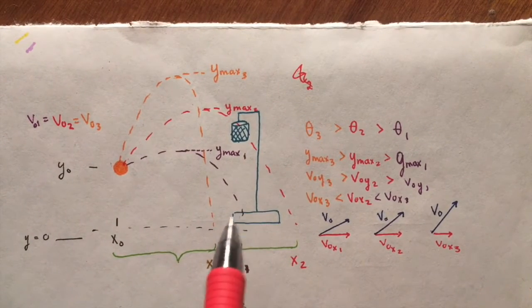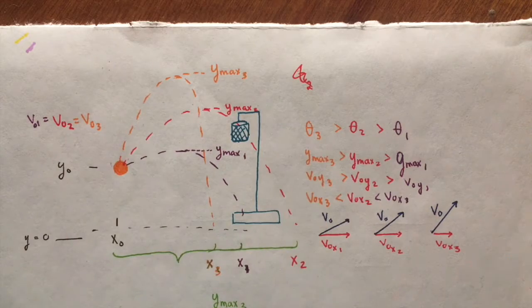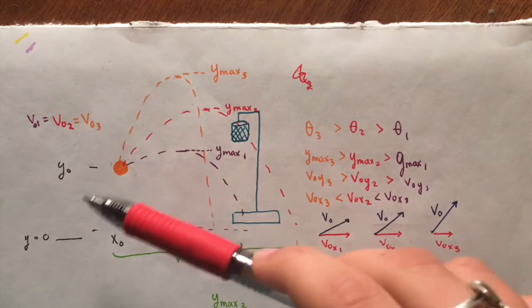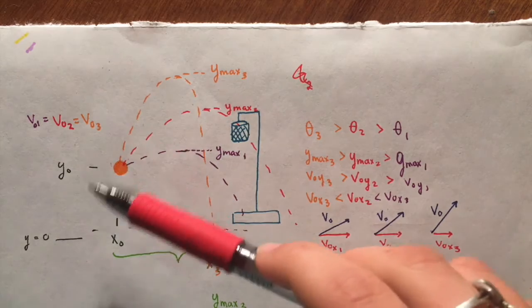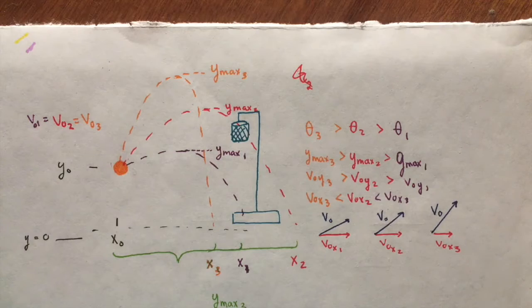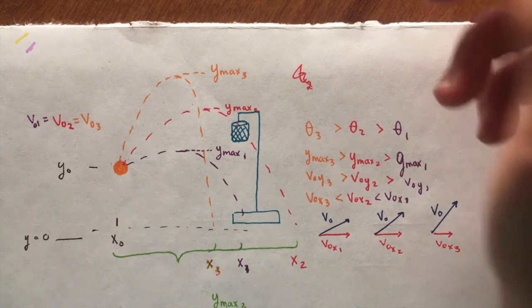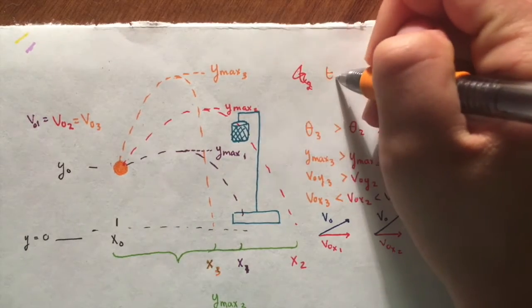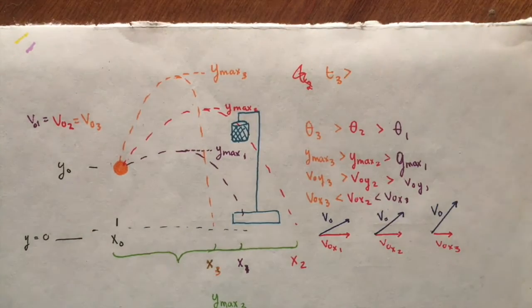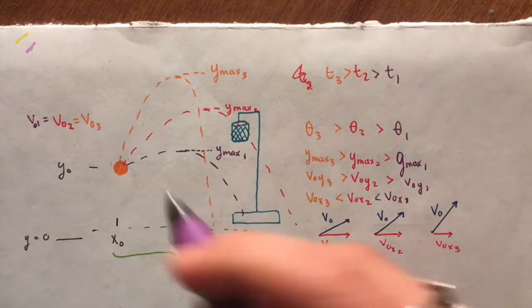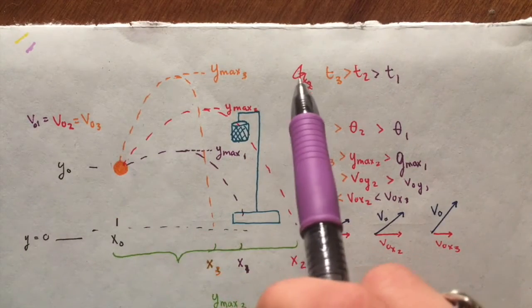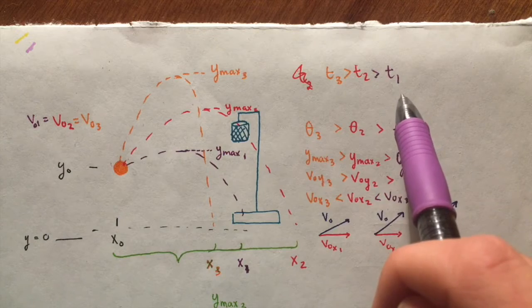Each ball had a different launch angle in this case. Let's compare the times that each of the three balls were in the air and see how the different launch angles affected that time. The purple line represents ball 1, the red line ball 2, and the orange line is ball 3. We can say that T3 is greater than T2, which is greater than T1. So the higher the launch angle, the greater the time spent in the air.